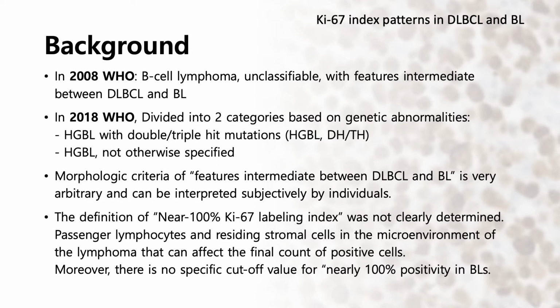In terms of the Ki-67 proliferation index, there can be passenger lymphocytes and residing stromal cells in the microenvironment of the lymphoma that can affect the final count of positive cells. Moreover, there is no specific cutoff value for nearly 100% positivity in Burkitt lymphomas.